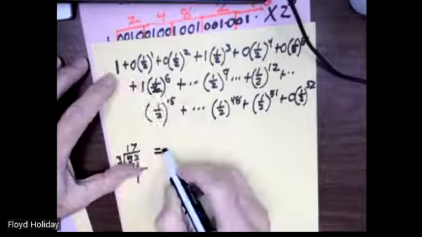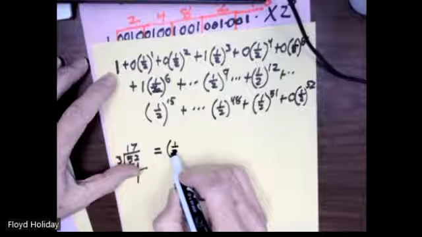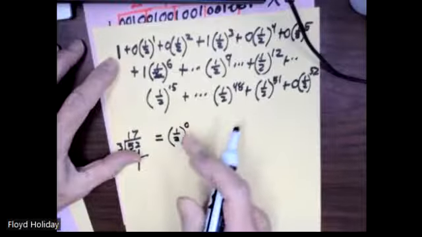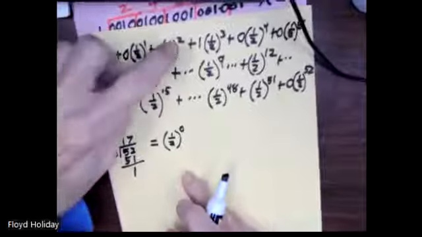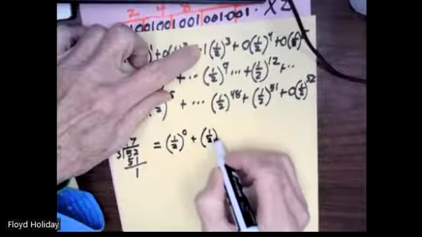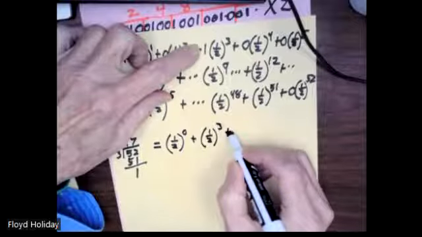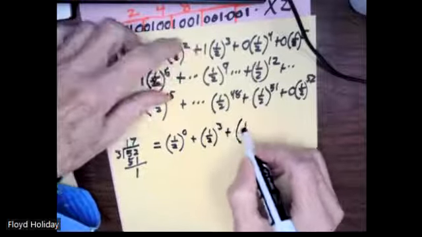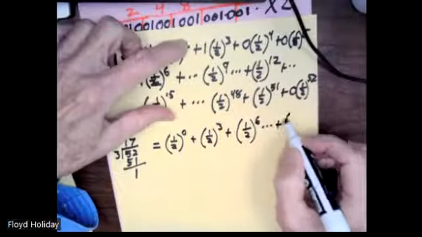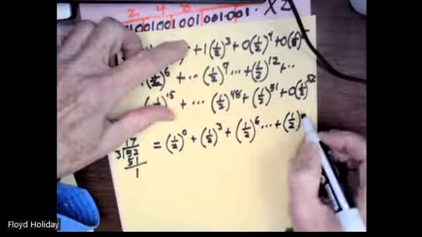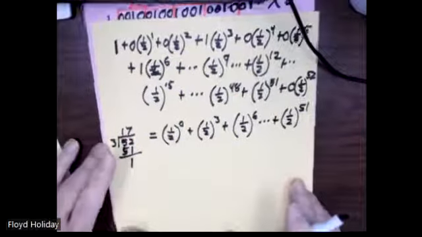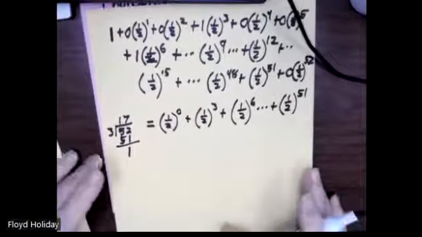Here's our mantissa being evaluated. The 1 is 1/2 to the 0. Everyone agree? Anything raised to the 0 is a 1. The next term is 1/2 to the 3. The next term is 1/2 to the 6. And the last term is 1/2 to the 51. Okay. If you watch, we're getting closer to that magic formula.